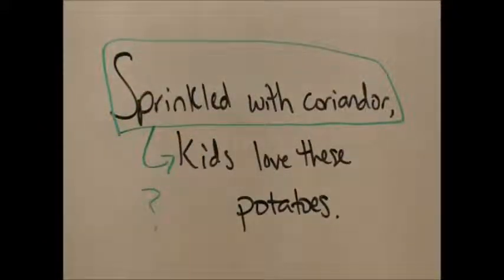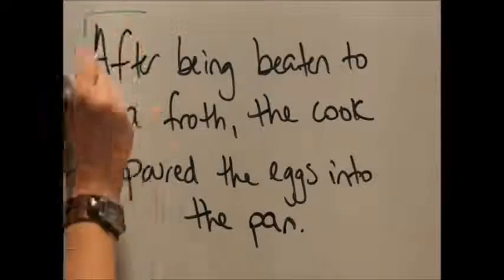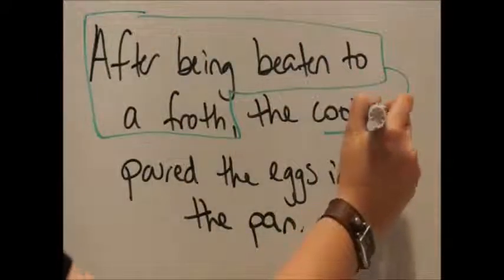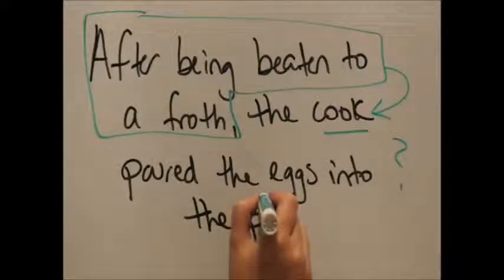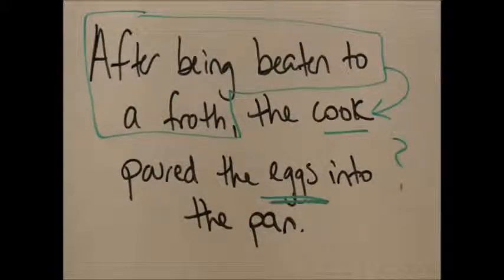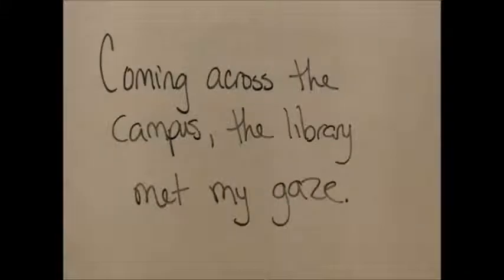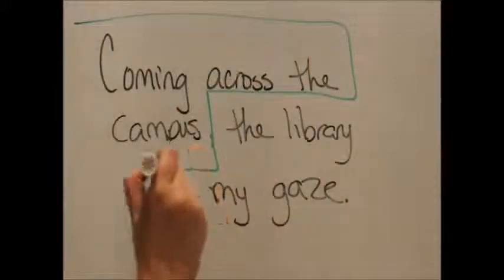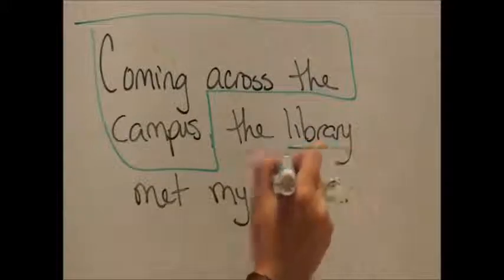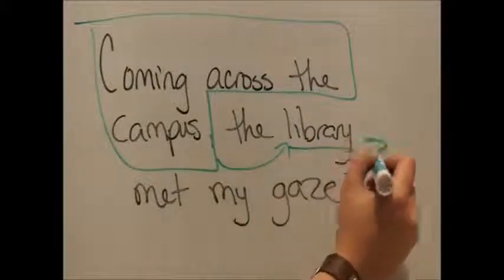Sprinkled with coriander, kids love these potatoes. I didn't know that we were sprinkling children with spices. We were talking about potatoes. Or, after being beaten to a froth, the cook poured the eggs into the pan. We're beating the cook to a froth? That's dangerous. Or, how about coming across the campus, the library met my gaze. I don't like the library checking me out while I'm walking across the campus. That's a little weird.